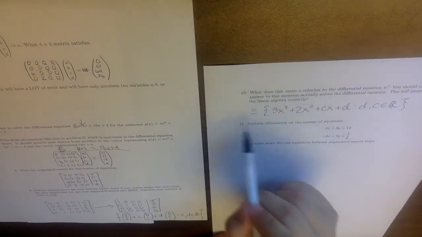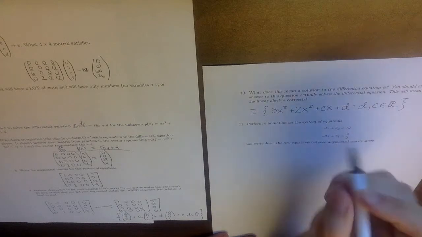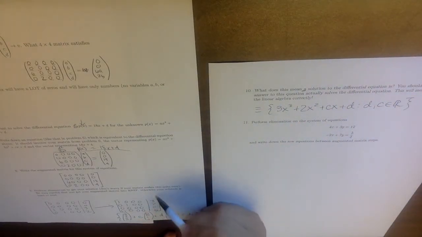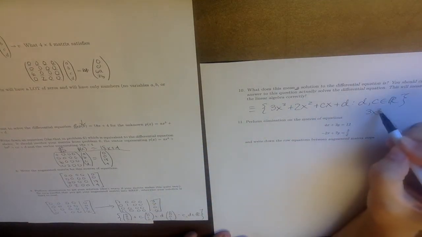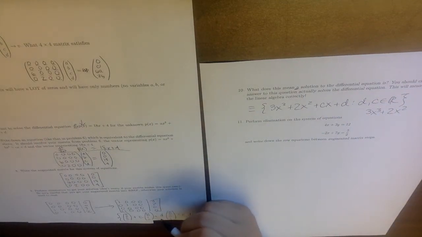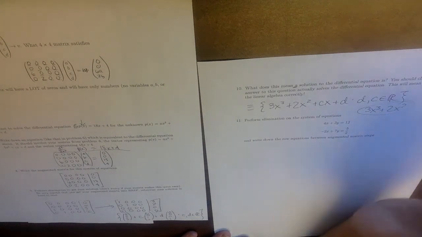I didn't actually ask you to write down this whole set of solutions. I asked, what does a solution to the differential equation mean? So given your right-hand side here, you can read off that 3x cubed plus 2x squared plus 0x plus 0 is a solution to the differential equation. So even if you had just written this down, that would be fine.